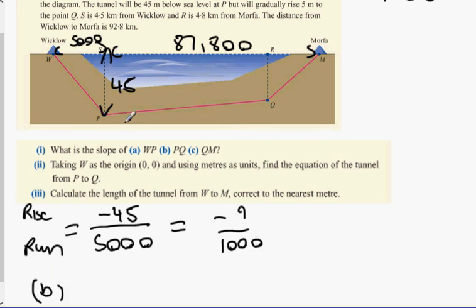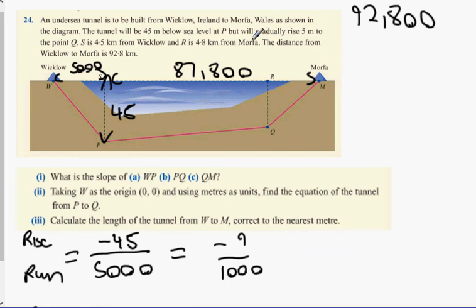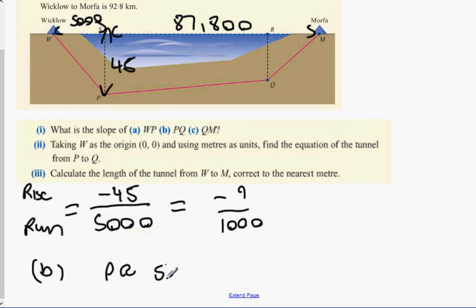Now, B. What is the slope of P to Q? P to Q, it tells me the slope, doesn't it? It tells me that it rises 5 metres. With a gradual rise of 5 metres means that its slope is 5 metres, okay? So PQ slope equals 5. Okay? What's the slope of Q to M?